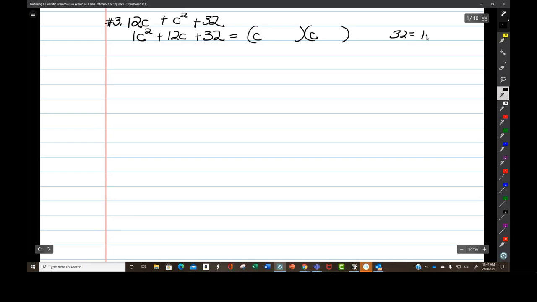So 32 is going to equal 1 times 32, and 2 times 16, and 3, no, but 4 times 8. Now at this point, if you realize that 4 plus 8 is 12, you don't have to go any further. But I suppose we should. It's kind of our duty. 6 does not go in there. 7, 8. We could go over to negative 1 times negative 32, but since this is positive, we don't really need to. All right, 4 plus 8 is 12, the middle number.